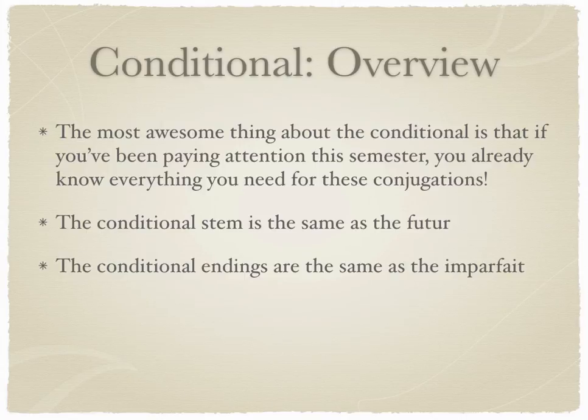Our endings, however, because of course we can't use the future endings, then we would just be conjugating the future. So our conditional endings are going to be the imparfait endings, that is, AIS, AIS, AIT, IONS, IEZ, AIENT. By combining the future stem with the imparfait endings, that's how we conjugate the conditional.